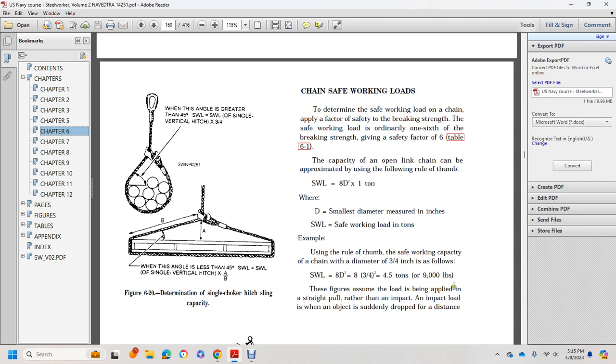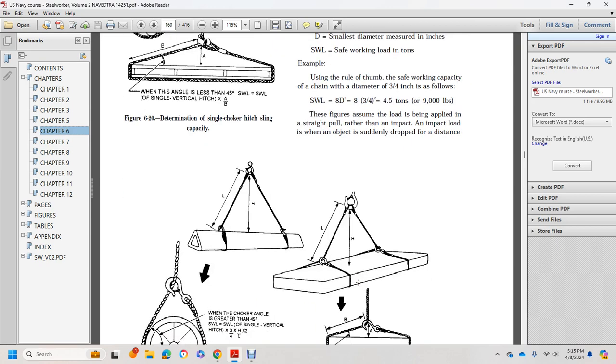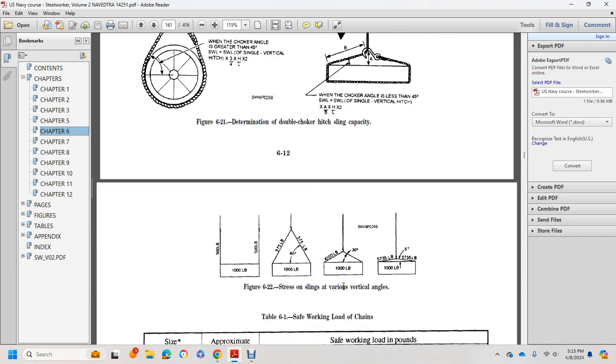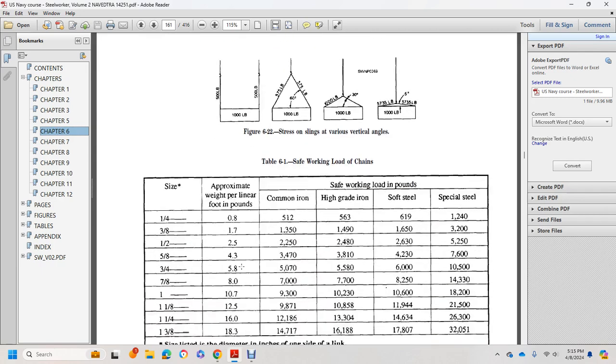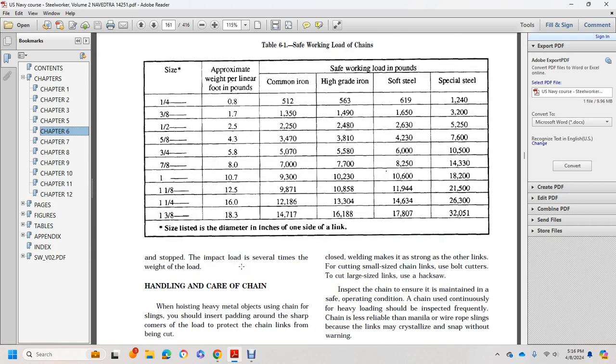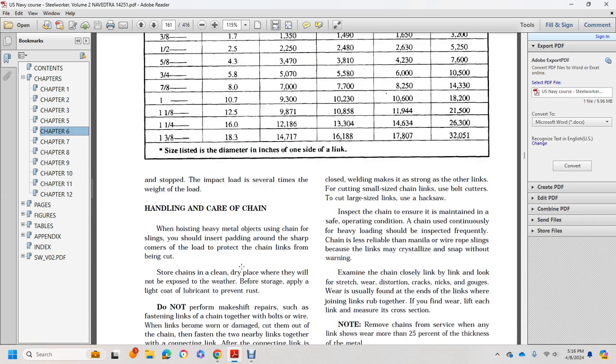The figure assumes that the load was applied with a steady pull without impact. An impact load is when an object is suddenly dropped from a distance. Figure 6-21 shows the determination of double choker hitch sling capacity. Figure 6-22 shows the chain slings at various vertical angles. Table 6-1, safe working load of chains. Impact loads can be several times the weight of the load.